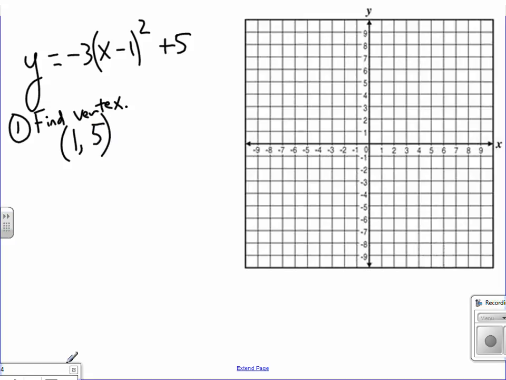That was pretty easy. We just had to find the vertex. Once we have the vertex, what we want to do now is get some more points, because 1 point isn't going to be enough for us to graph this thing. We need to get a handful of more points. And the way we do that is by creating a table of values centered at the vertex.